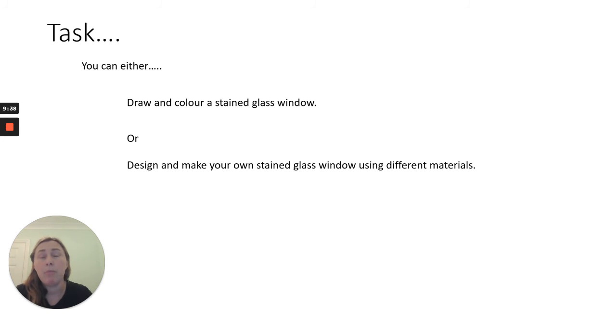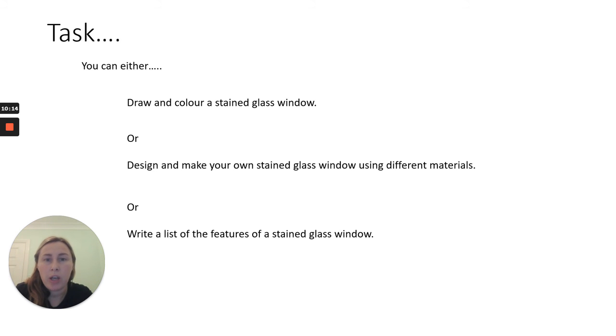Or you can be a little bit more creative with this and design and create your own stained glass window using different materials that are in your home, paints or colours or paper, coloured paper, tissue paper. Or if you struggle to find the colours or the paper or the materials that you need to create your own stained glass window, you can write a list of the features of the stained glass window. If you were to draw your own, what would it look like? What story would you use, and what shapes and colours would you use? So there are 3 options.